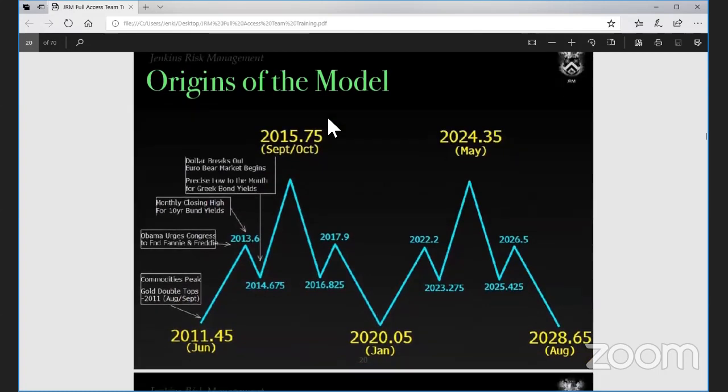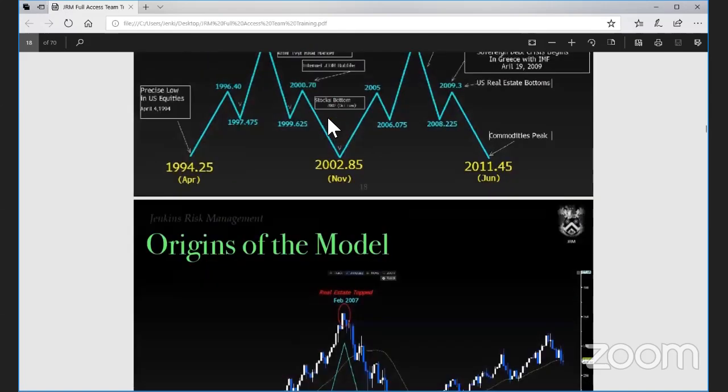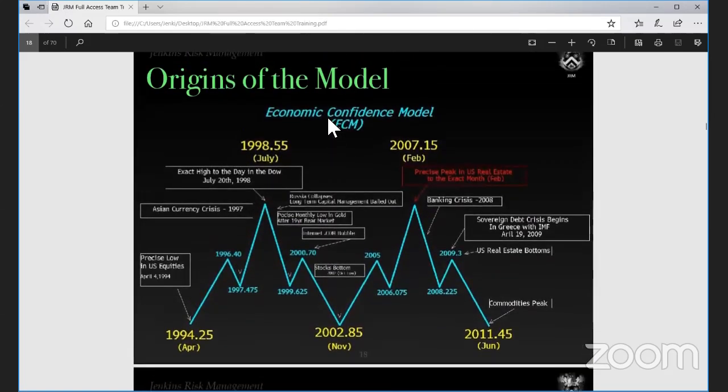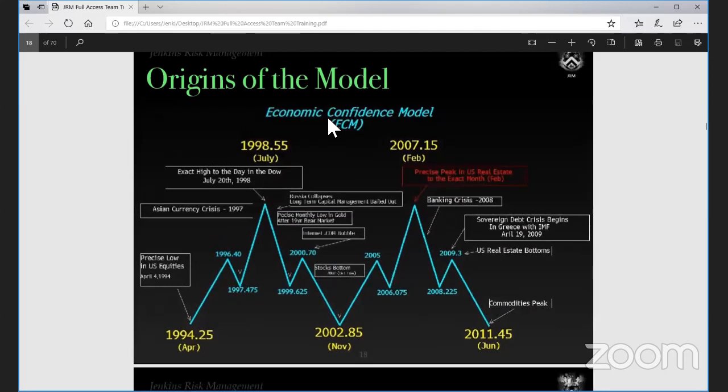these are turning points. What's interesting is, in 2011, the business cycle turned and you had commodities peak. I can show some examples here. They basically peaked in August and September. The cycle low was in June. I'm going to talk about this chart, actually. This is a little bit more interesting. You can go back and look at the Dow, for example. The low in 1994 was in April, the bottom to the exact month of the business cycle.